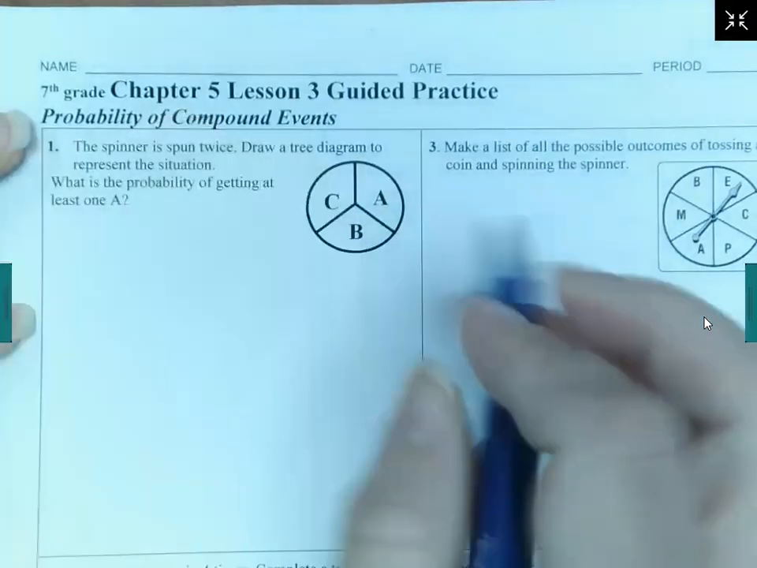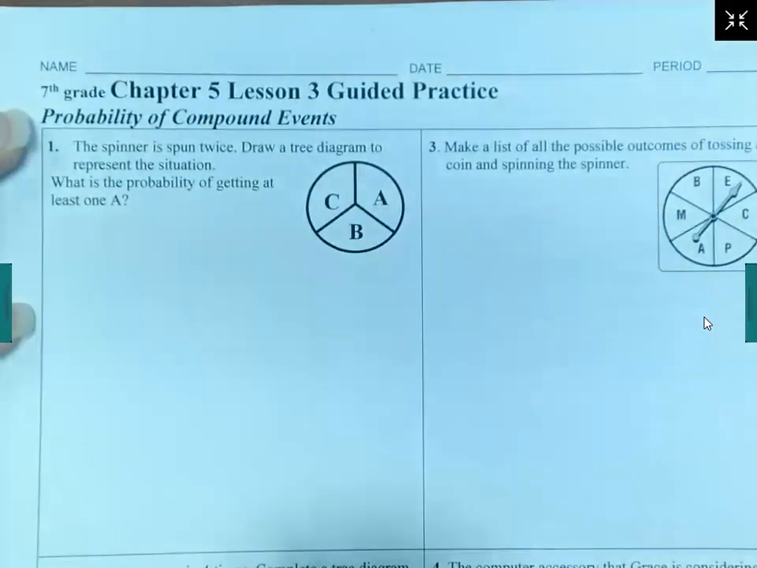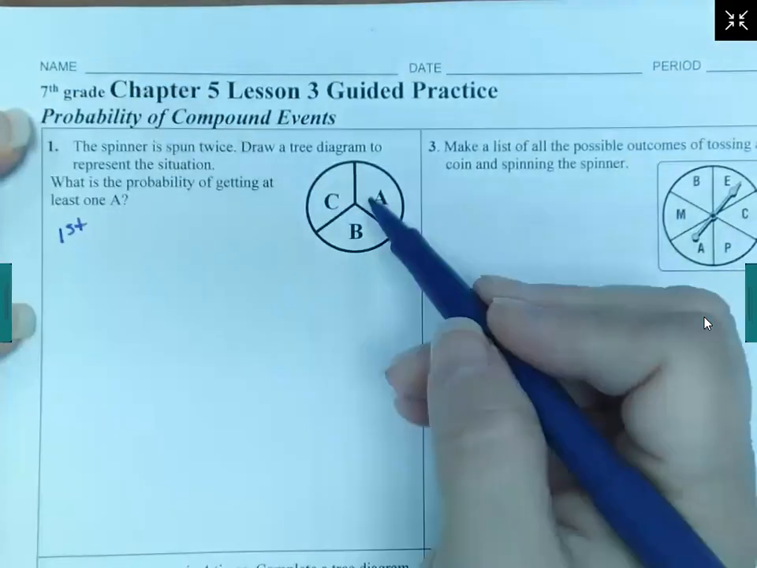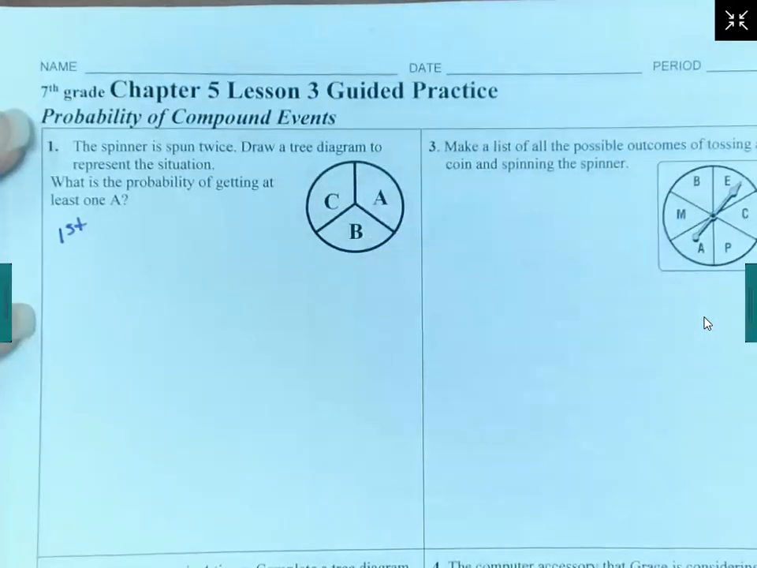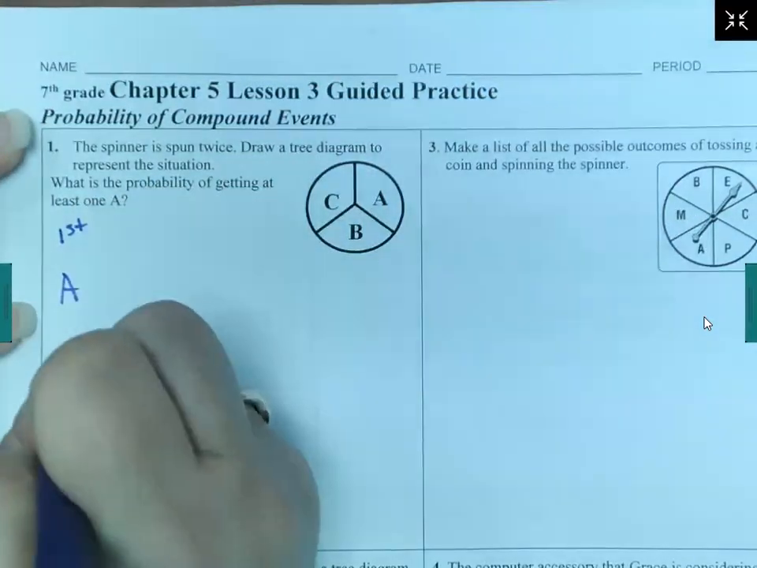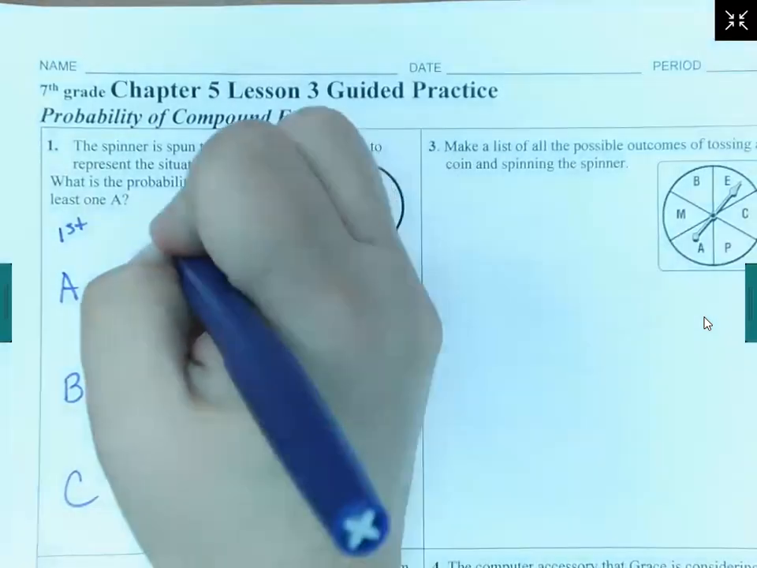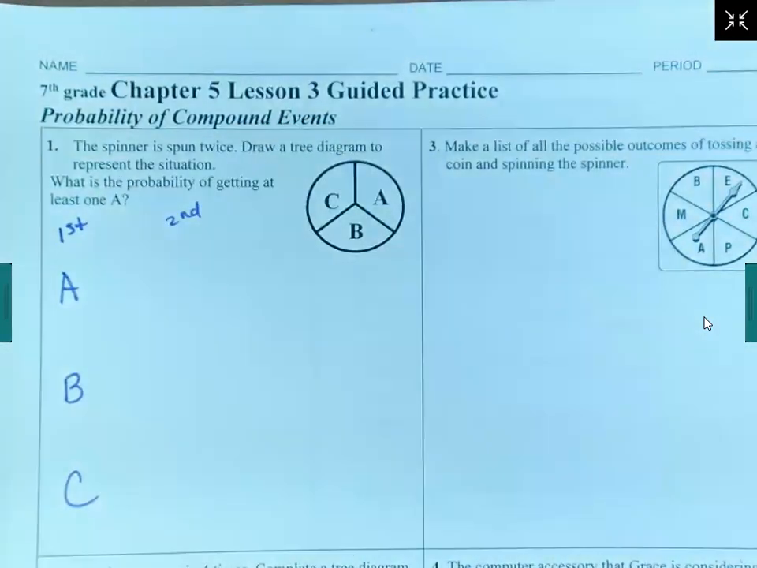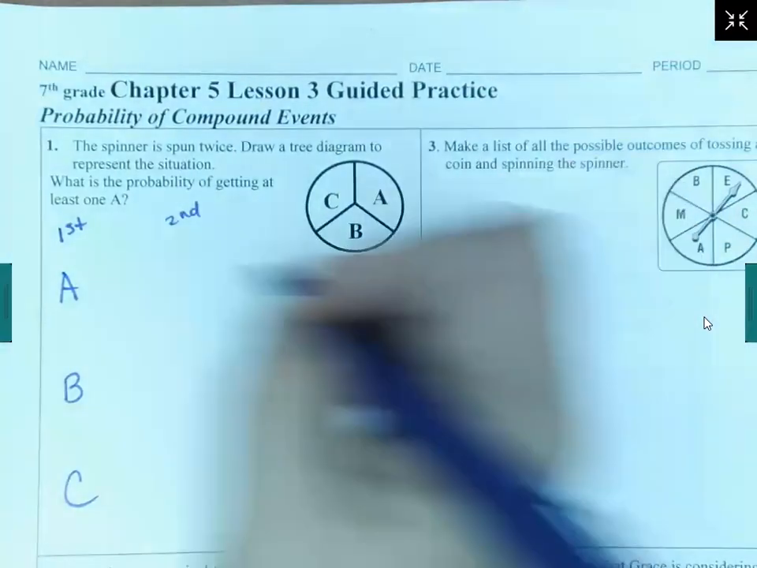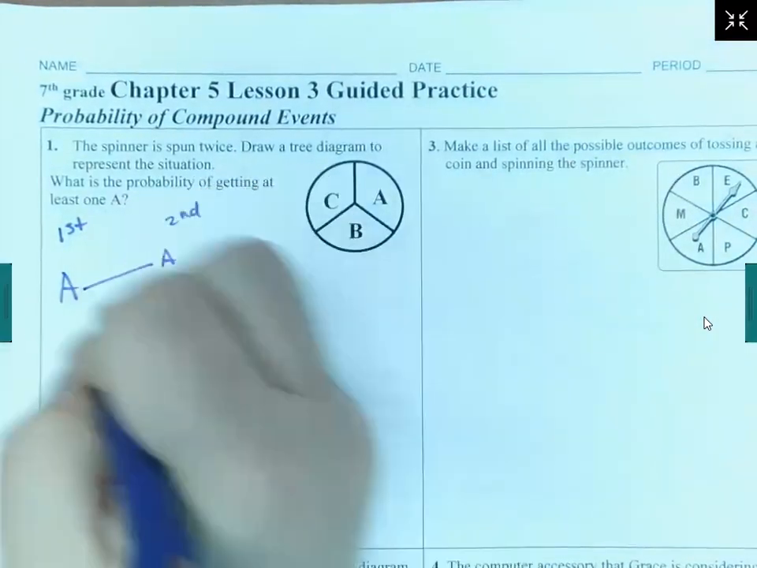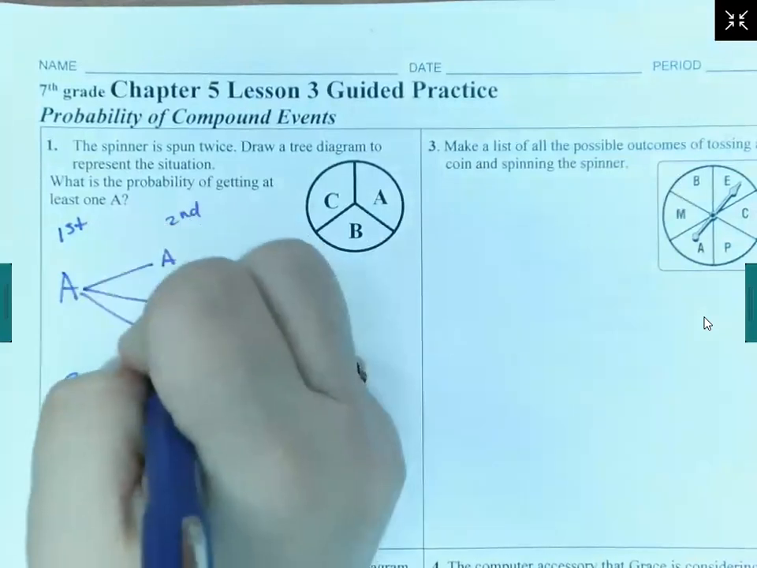We're going to draw a tree diagram. If we spin this spinner the first time, what options could I get? A, B, C. Thank you. I could get A, B, or C. If you look on the back of your notes, it's already started for you. I wrote the first option. When I spin the spinner the second time, what are the options? A, B, C. So if I got A, I could get A again, or I could get B, or I could get C.